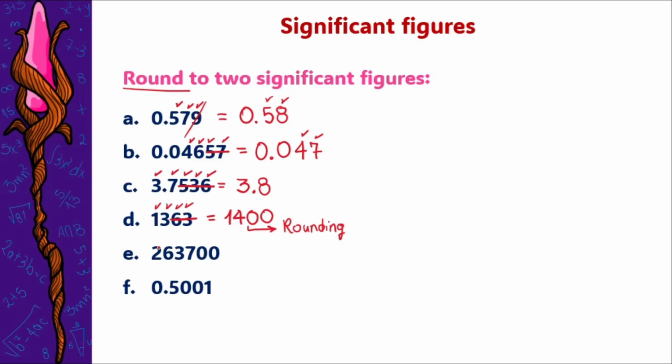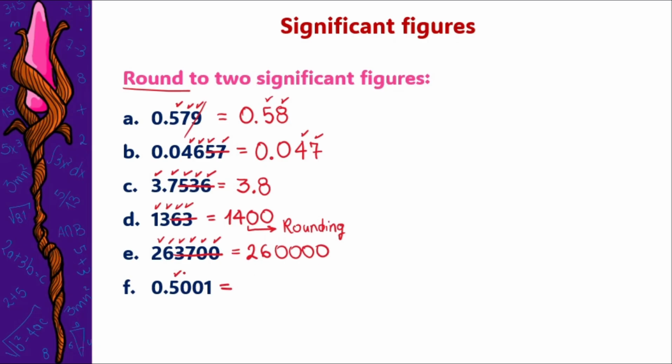Now let's check this one. This one is similar. 1, 2, 3, 4, 5, and 6 significant figures. So we need to cut it until here. So just the first two are going to be the significant. Let's see. 2, in this case the next one is 3, so it stays on 6. And we just fill with zeros. Now we have two significant figures.